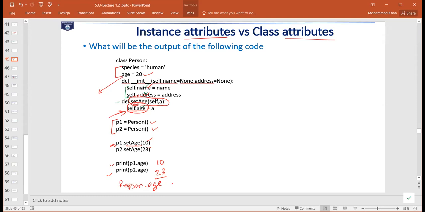This is an instance variable, and we can check it from here. We are changing the value of this variable, but these changes are reflected in the instance variable, not on the class variable. So that's why this print will print 10, this print will print 23, because the changes are object local. They are not reflected on the class scope variable.